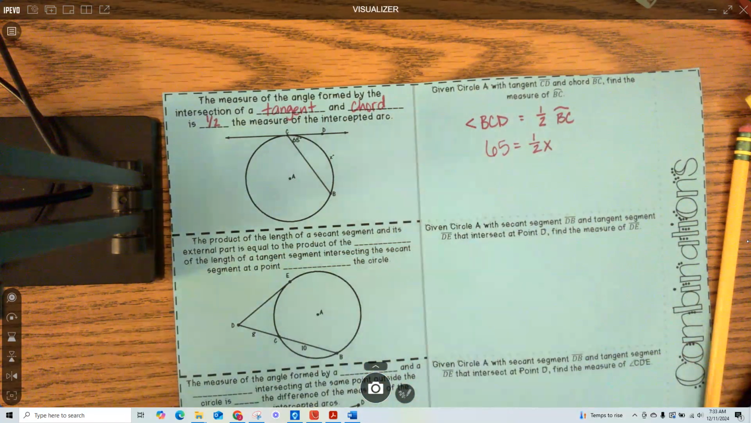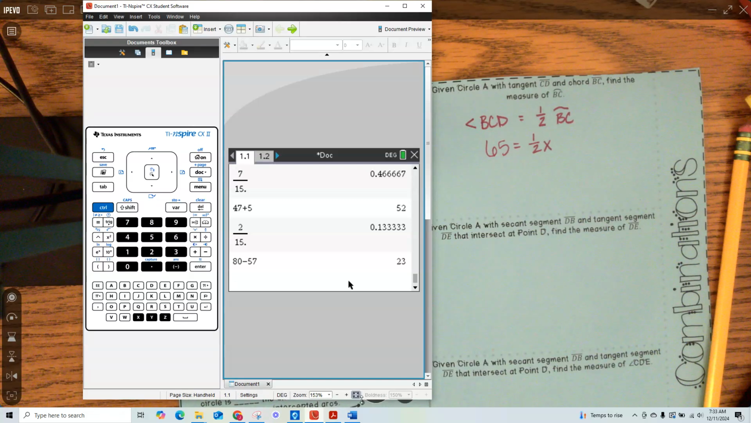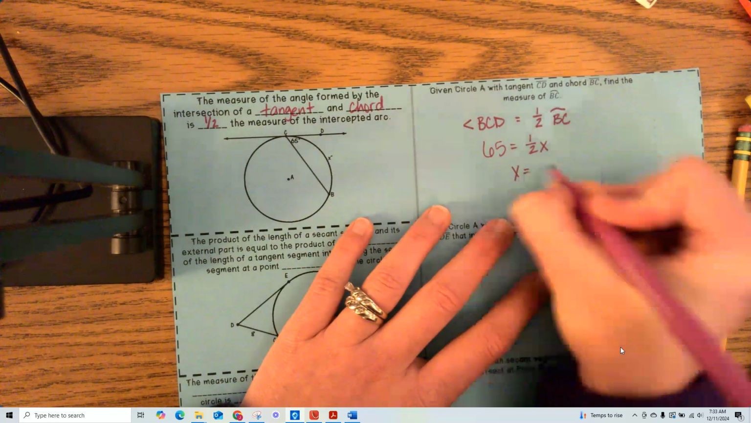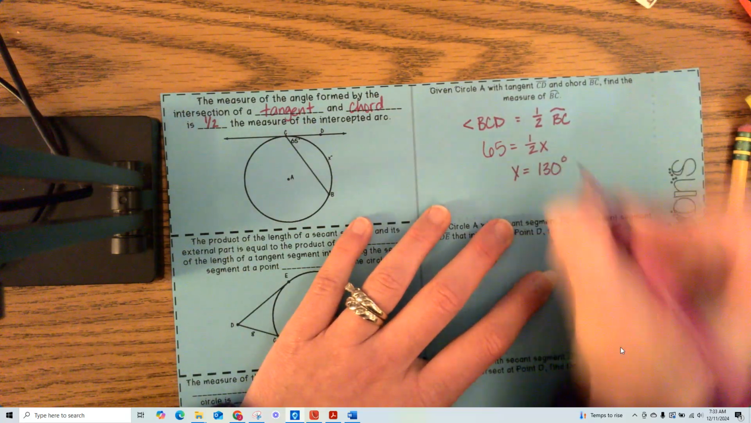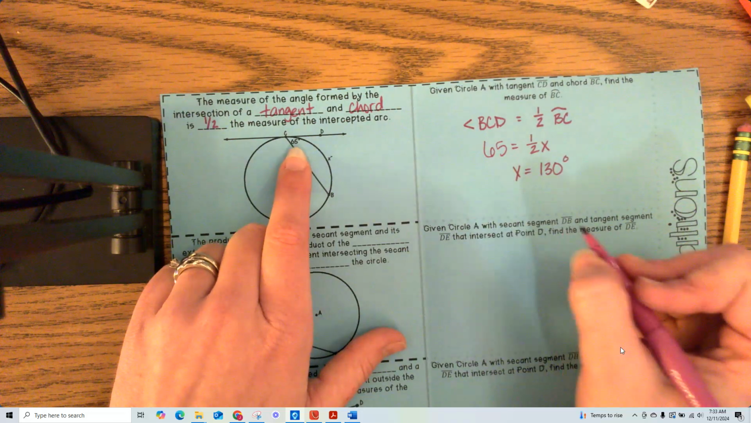Okay? You can mentally do this one. Some of you guys may see it: oh, we divide by half. Dividing by half is the same as multiplying by 2. So in this one, X is going to equal 130 degrees. So that would be the arc measure.